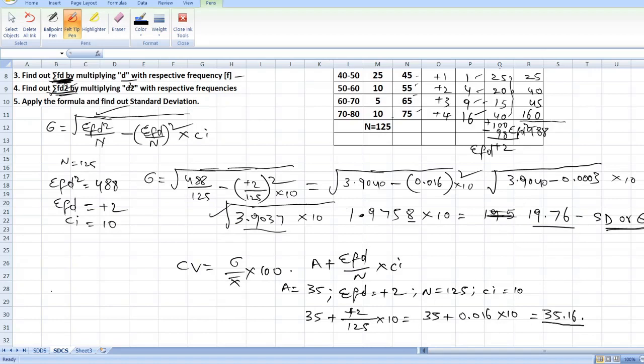So CV is equal to standard deviation 19.76 divided by arithmetic mean 35.16 into 100. What do you get? You will get 0.5620. Multiply with 100 and you get 56.20. This is the coefficient of variation.